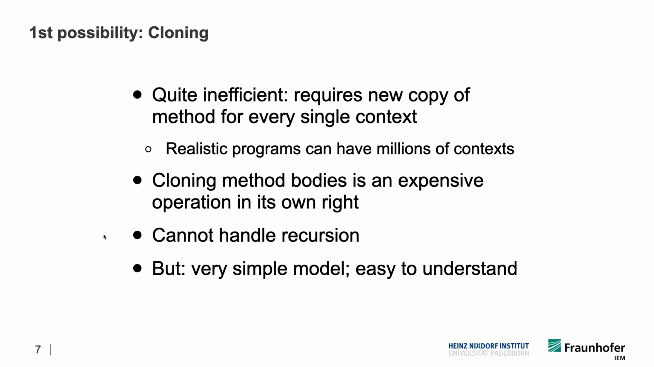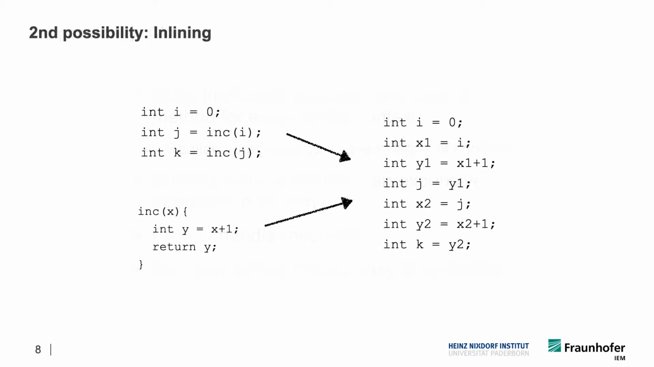So basically you would then only clone up to a certain level, but then lose context sensitivity for anything that goes beyond that level. So it's a very simple and I would say crude model. It's also easy to understand. So I guess these are the advantages. But beyond that, it's nothing that I would really recommend.